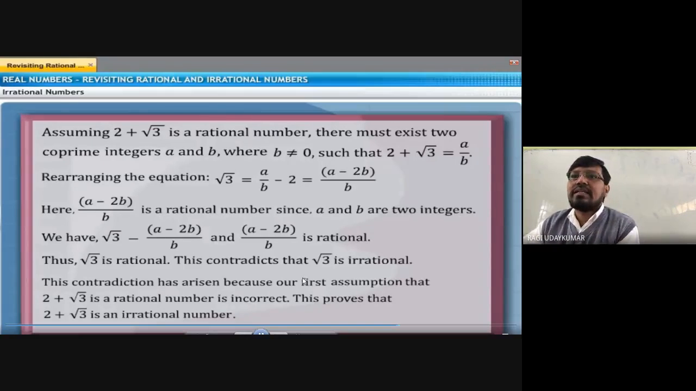So please concentrate on this proof. This is very important here. These proofs are very important. This contradiction has arisen because of our first assumption that 2 plus root 3 is a rational number. So that's why it is incorrect. Therefore this is enough here; it is not essential to prove again that root 3 is irrational. This question will be given to you for 2 marks whenever it is asked. Okay?